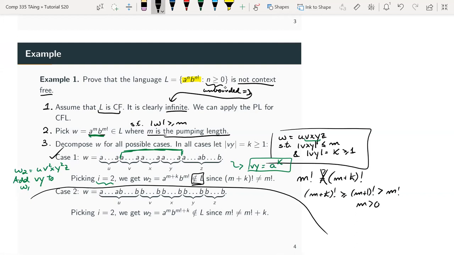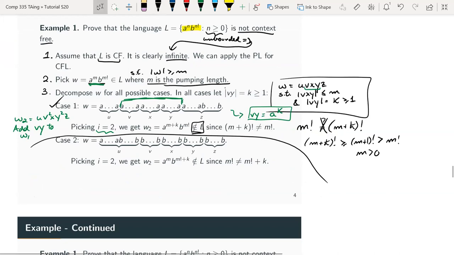The second case is similar, just with slightly different reasoning. Instead of having VXY within the A's, you have VXY within the B's. You assume that the total length of VXY is at most M, and that the length of V and Y together is at least 1. So here VY together is something like B^K, a bunch of B's where K is greater than or equal to 1.